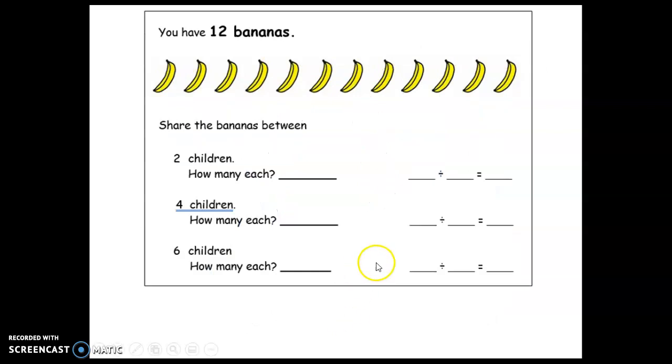So to solve or complete the first question, how many are in each? 6. 12 divided by 2 equals 6. What I would like you to do now is have a go at these two. So it says, how many for 4 children and how many for 6 children? Have a go at that now. Pause the video.